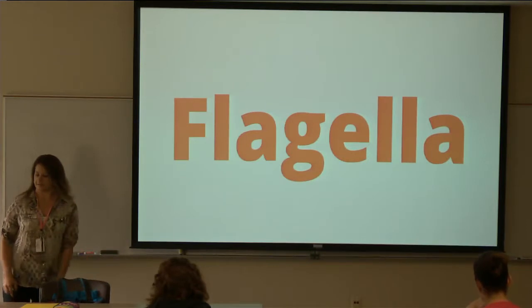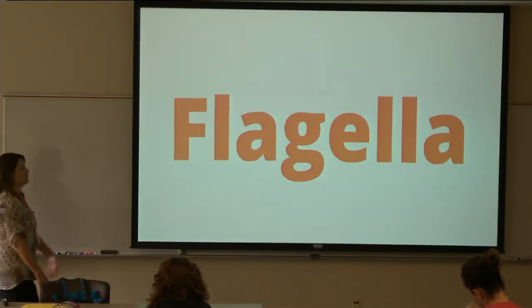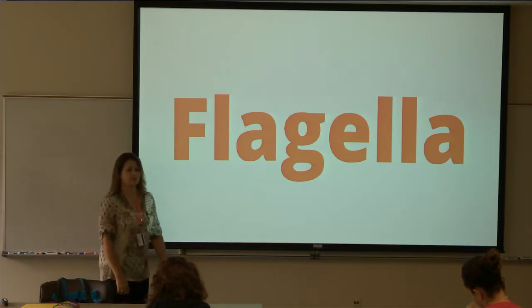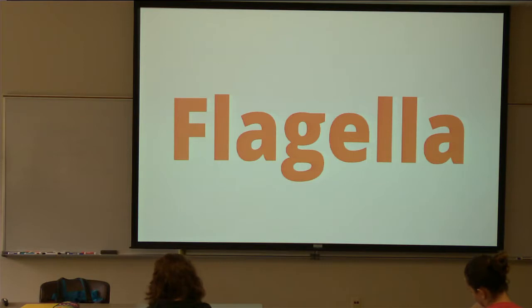So let's talk about flagella. In AP, for example, you learned about flagella, and there was one type of human cell that has flagella, and that would be the sperm cell. It's going to have its single flagellum, and that flagellum is going to flutter around side to side and propel that cell forward.